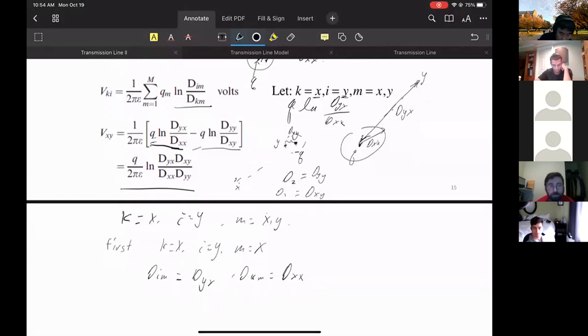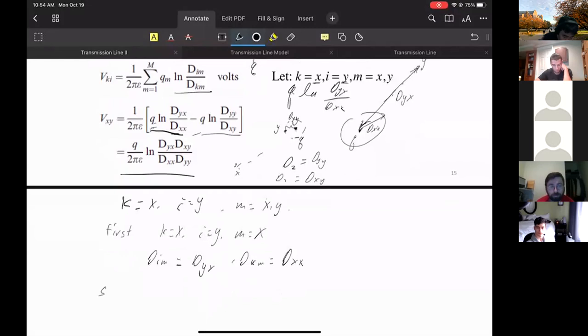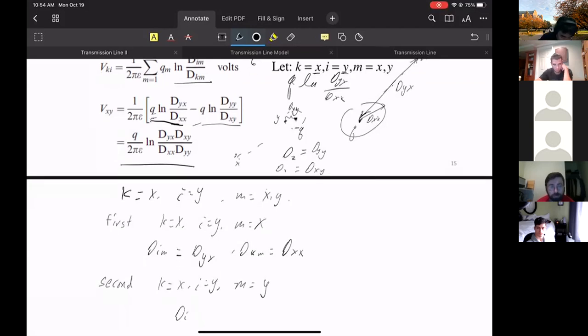Then second, k equals x, i equals y, this doesn't change, and m equals y. So D_im is D_yy and D_km is D_xy. Yes, this is just accounting for the distance. So you plug everything in and reduce the log. It's just that ratio.